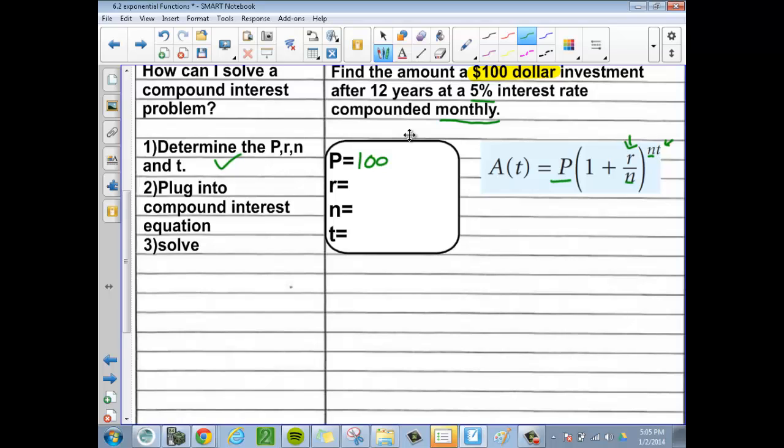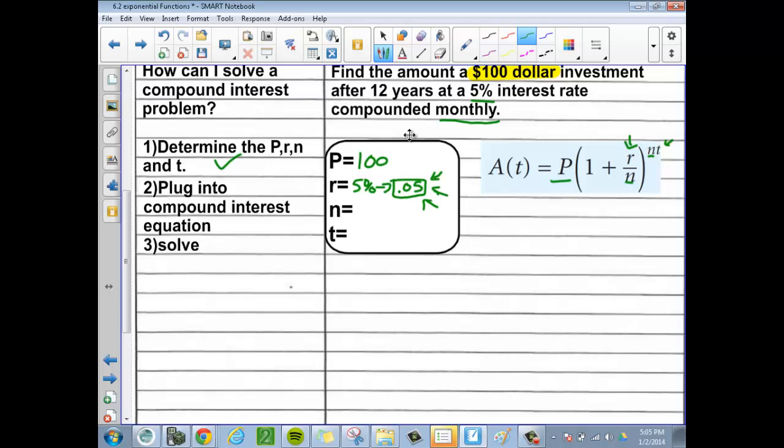The R right here represents the interest rate that they're going to give us. Well, they say it's 5%, but we know we can't use 5% in these problems. We got to change this 5% to a decimal. And to do that, you divide by 100, which gets us 0.05. So that is our R right here. Not 5%, 0.05, okay?